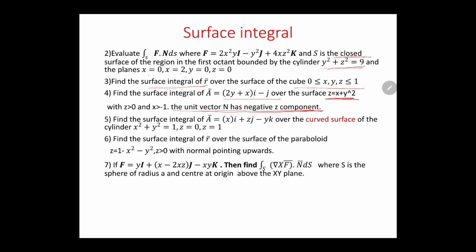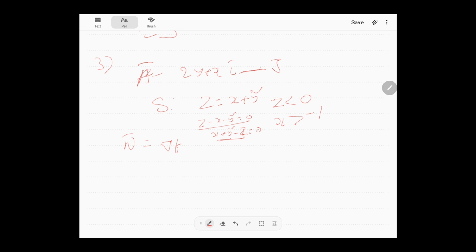This is the information he has given: the unit vector n bar has a negative z component. That means the unit vector should have a negative value for z. Therefore, I need to take it this way, not that way. Dou f by dou x is 1 i bar plus dou f by dou y, that is 2y j bar, dou f by dou z minus k bar. So i bar plus 2y j bar minus k bar by root over 2 plus 4y square. That is the outward normal vector.